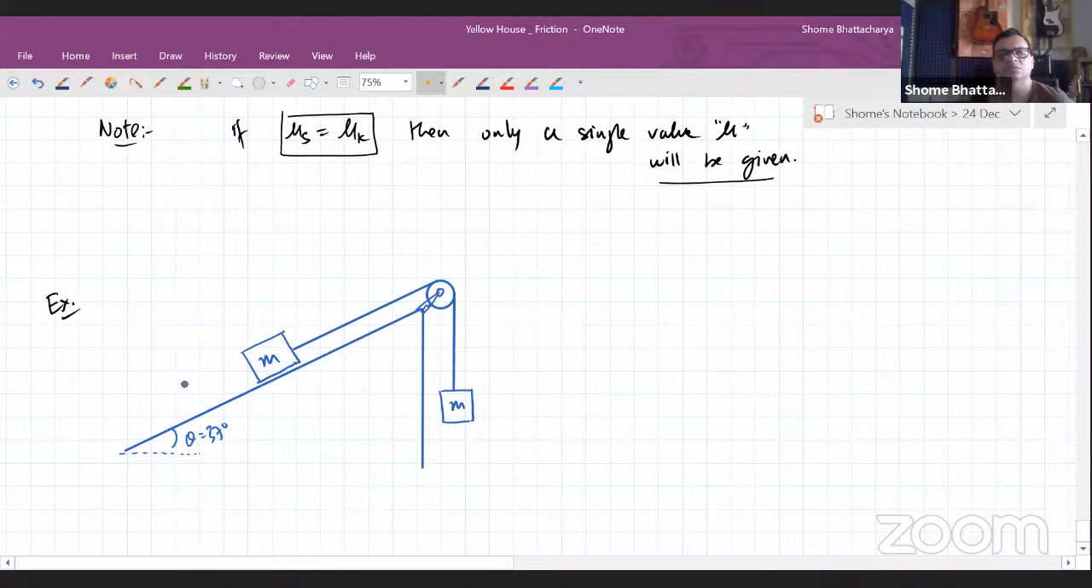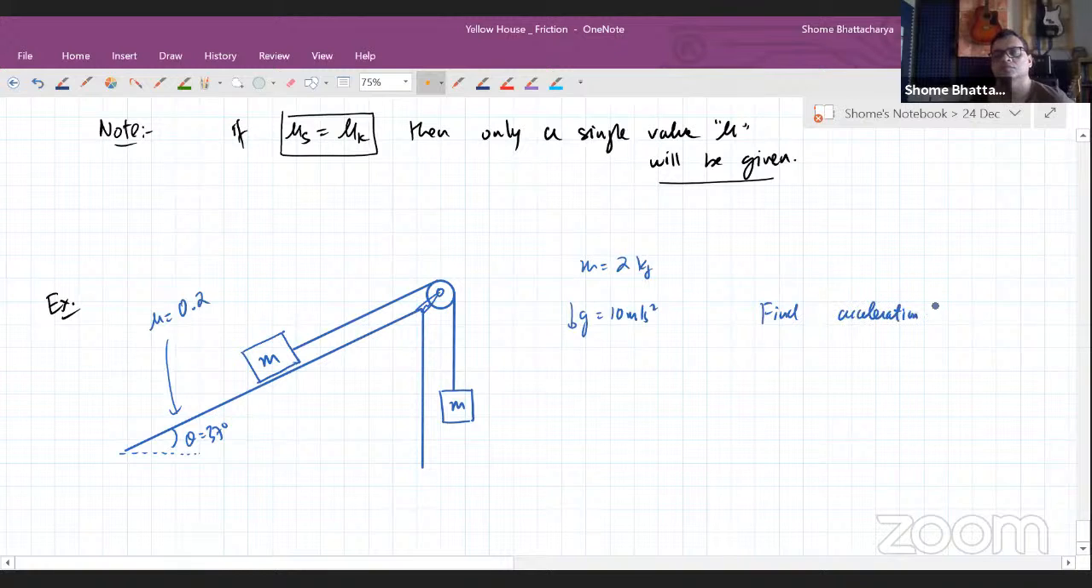So both the blocks have same mass. Now a single coefficient of friction is given to us. Mu is equal to 0.2. It's a single coefficient of friction, and g is equal to 10 meters per second square. So suppose the common mass of both the blocks is 2 kilograms. So find the acceleration and the tension in the string. So work this out quickly.